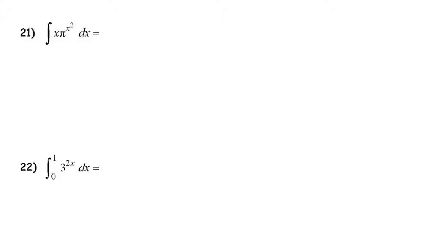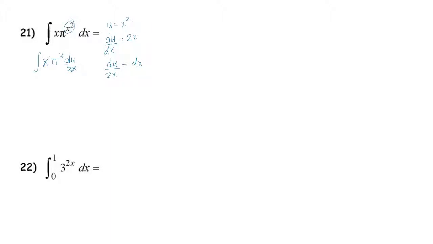Right, so again, another strange looking problem, but a good place to start a u sub. u equals x squared. So du dx is going to be 2x. And solving for dx, I'm going to have du over 2x equals dx. So back over here we have the integral, we have x, pi raised to the u, and dx is going to be du over 2x.